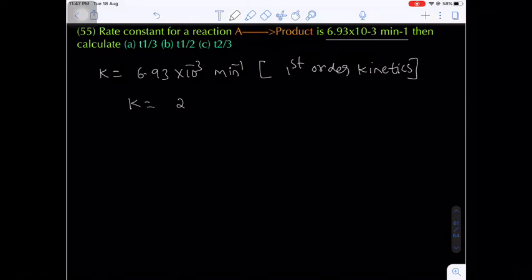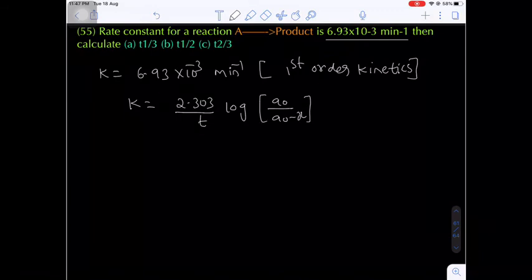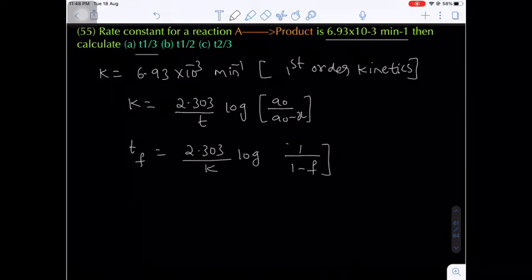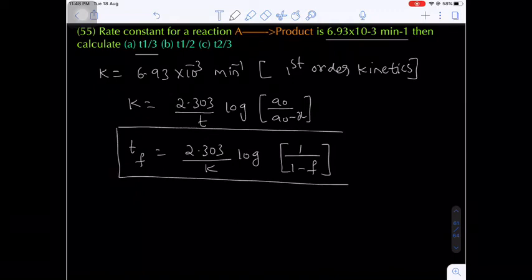So what is the K expression? Rate constant K = 2.303 by T log of A naught by A naught minus X. Yes or no? Now in the question T 1 by 3, that means 1 by 3 fraction. It will be given in terms of fraction. Just now I told you to find the time taken for the fraction, that will be equal to 2.303 by K log of 1 upon 1 minus F. Yes or no? This is the direct formula when the fraction is given in the question.